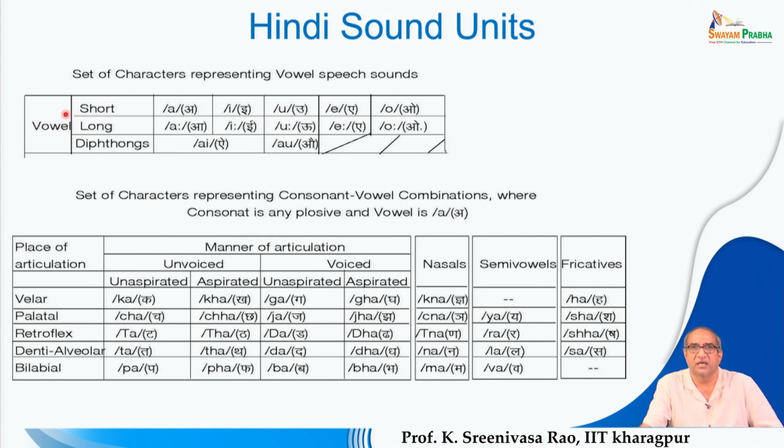The vowels are categorized into three groups: short vowels, long vowels and diphthongs. Short vowels are the 5 basic vowels: a, e, u, a, o, and the long vowels are nothing but the slightly longer duration versions of the shorter vowels. So, the difference between the short and long vowels is the duration of the sound unit.